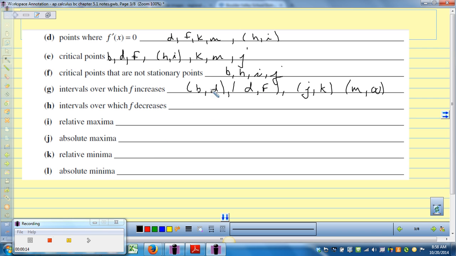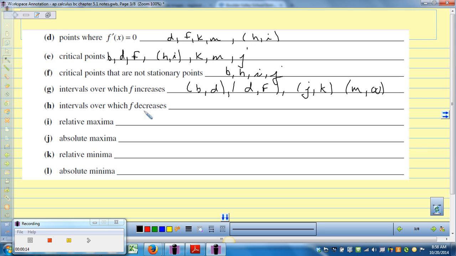You'll see when I show you the solutions that they wrote this as one interval, even though the derivative is 0 at D. We cannot be increasing or decreasing at one point, so that's why it was okay to go B to F, but it's perfectly fine to go B to D and D to F. If that makes more sense to you, you do it that way.